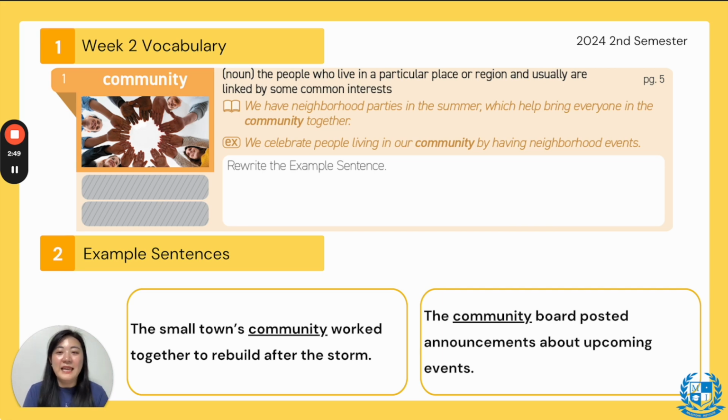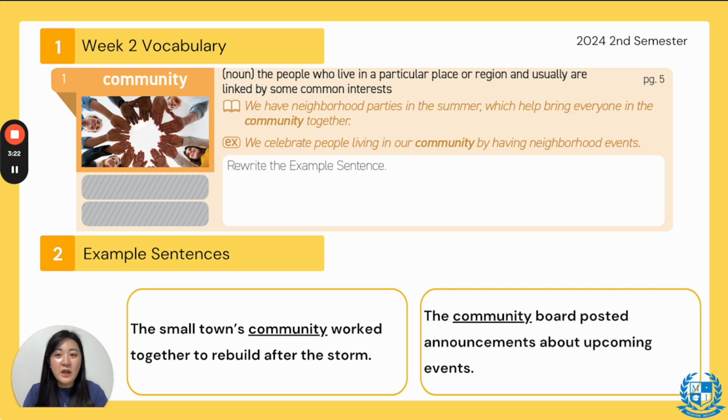Community. It is a noun and it means the people who live in a particular place or region and usually are linked by some common interests. So community here is a group of people who have a shared interest here. In our TED Talks, it says, we have neighborhood parties in the summer, which help bring everyone in the community together. So because they have this big neighborhood party, it brings everyone in the community to become closer and linked together.